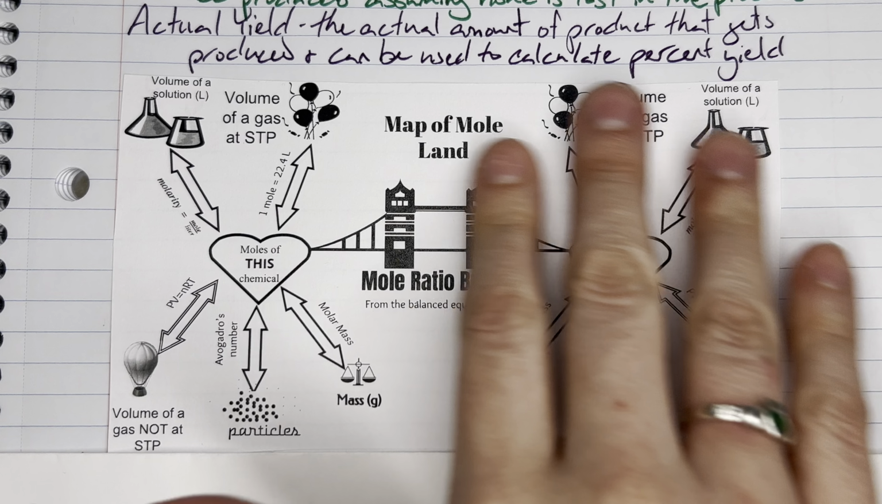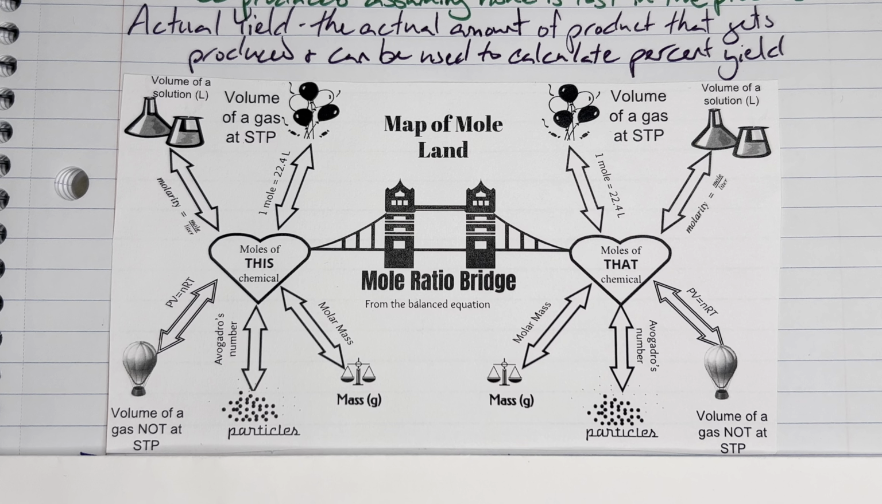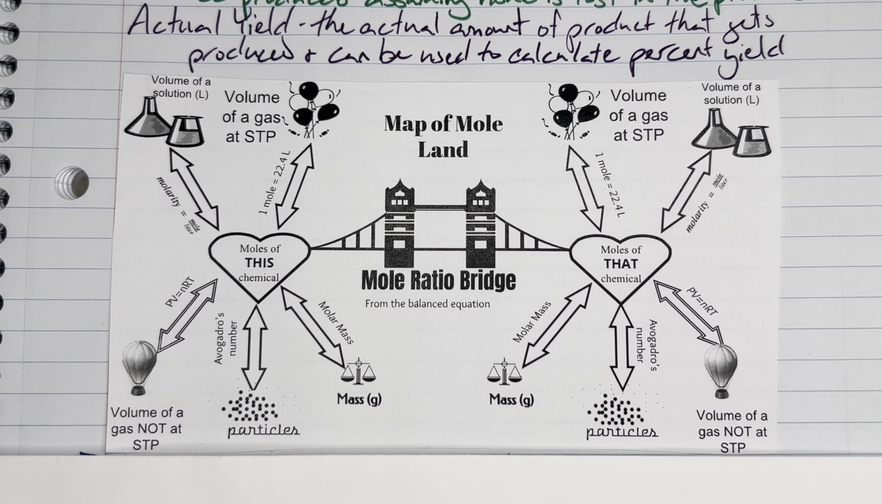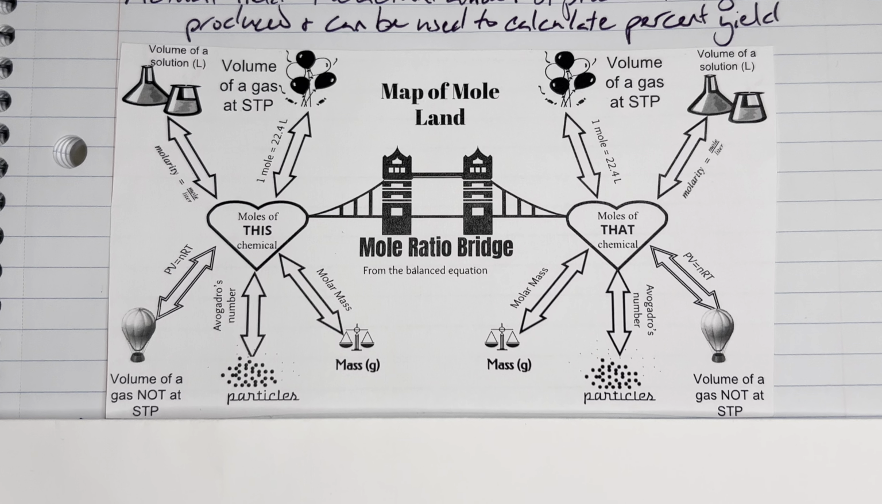And you'd be able to use this mole-to-mole ratio and the map of mole land in general to, again, identify which relationship you are needing for each conversion and to try to help guide you through your stoichiometric calculations.